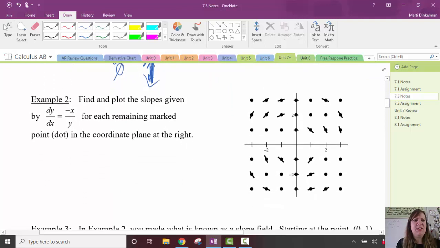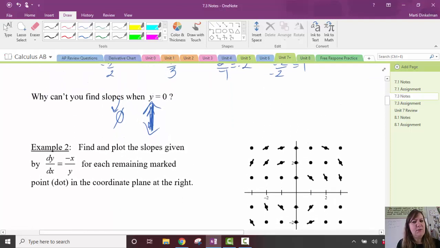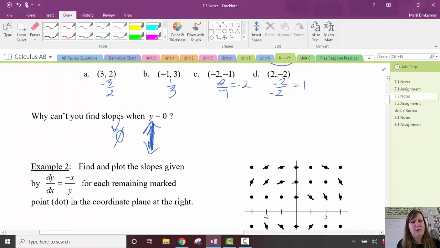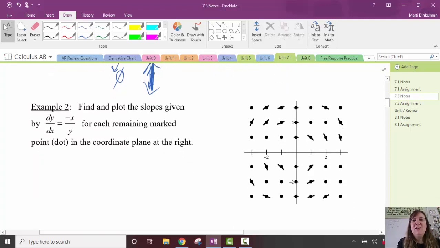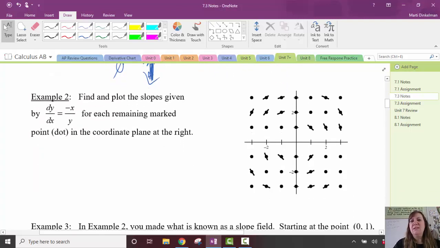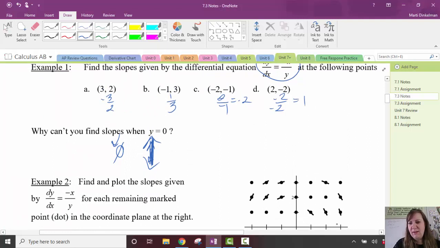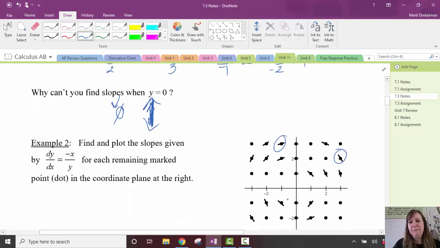So find and plot the slopes given that. I think they must have given us points, hopefully, that we already found. Nope, they already have those listed, I'm guessing. So we'll find the remaining ones. You can see maybe what they've done here is, for instance, at (3, 2), so let's find that on our graph, (3, 2). That's that little tiny line segment. They were trying to draw it as if it had the slope -3/2. Okay, and let's look at (-1, 3), so +1/3. (-2, -1) has a slope of -2.